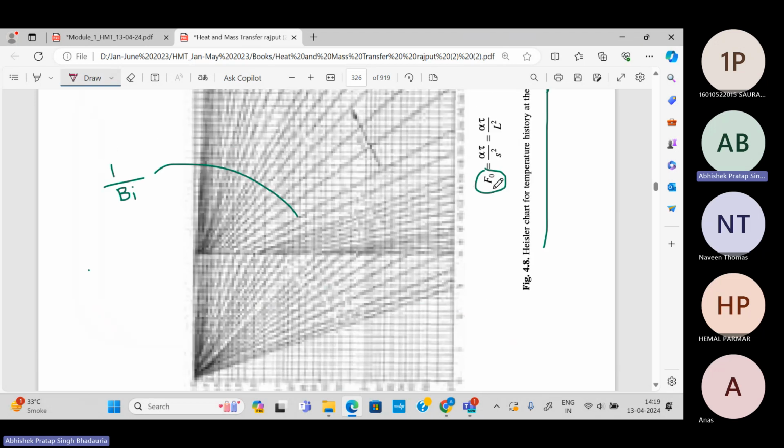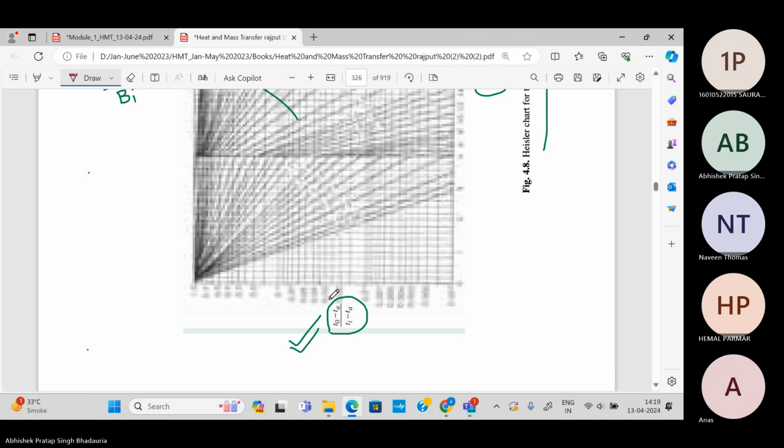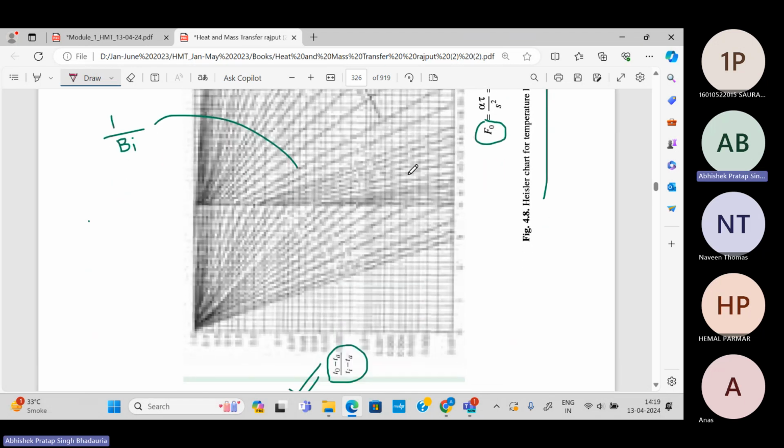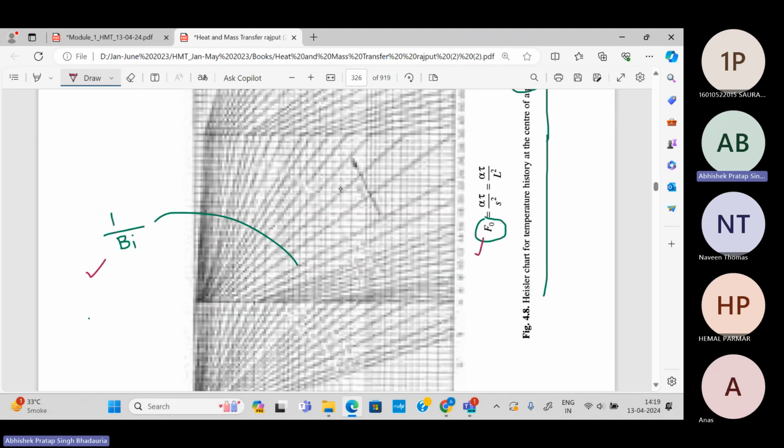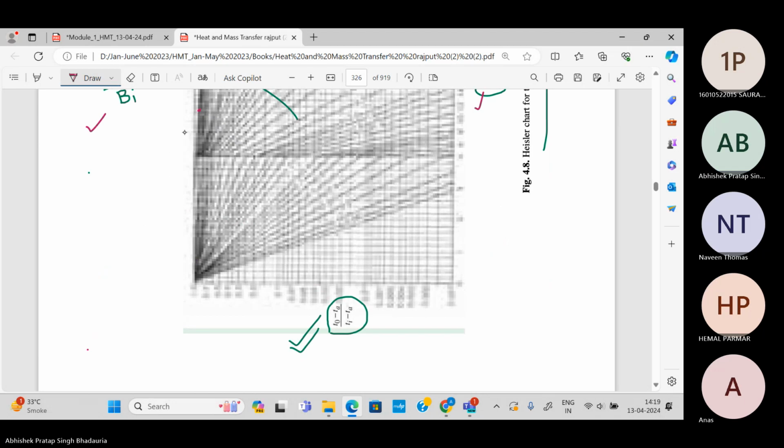We have calculated the Fourier number, 3.424, and 1 upon Biot number, that is 6.06. With the help of this 1 upon Biot number and Fourier number, we will be able to locate a point on this chart, and then we will take the horizontal projection. Clear?